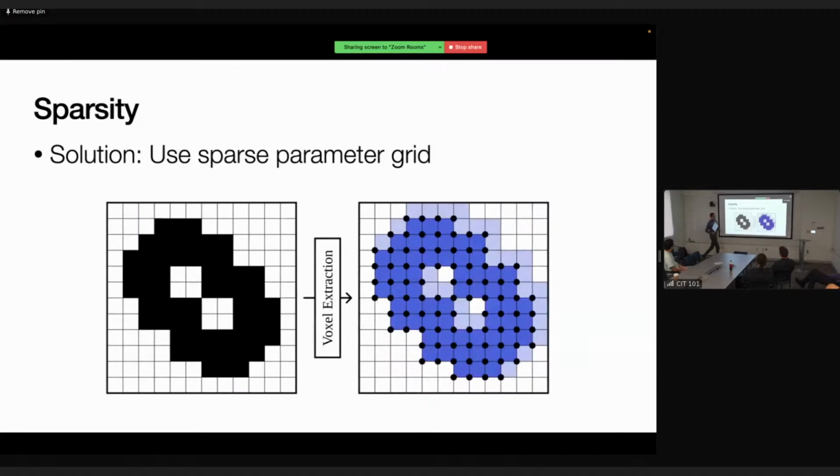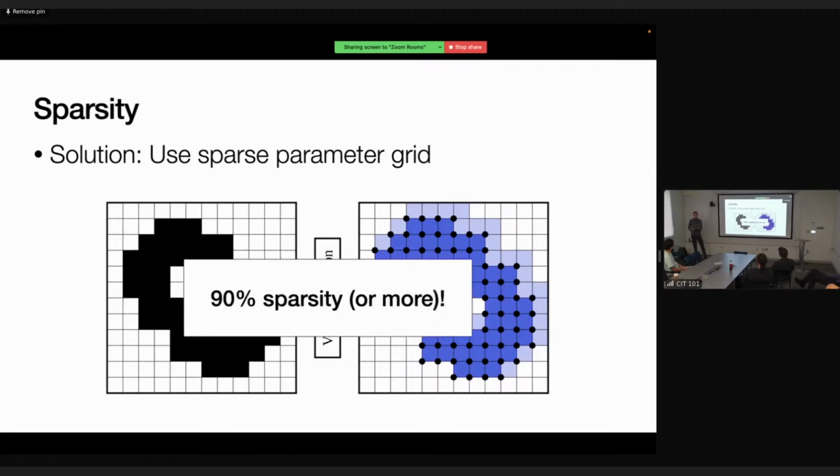It's a bit tricky because you'll notice that the number of voxels and the number of vertices is not exactly the same, because you always need to surround your voxels with vertices. But basically, we just store parameters at the dots that you see in this image. And this saves you like 90% of your parameters or more. So this is a big memory savings and a big speed up.